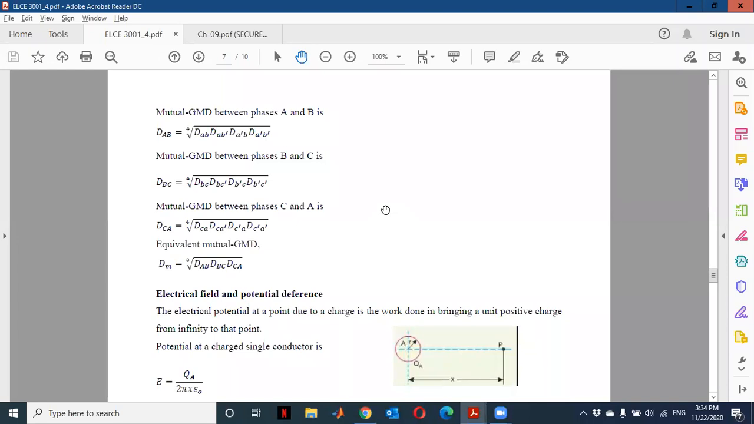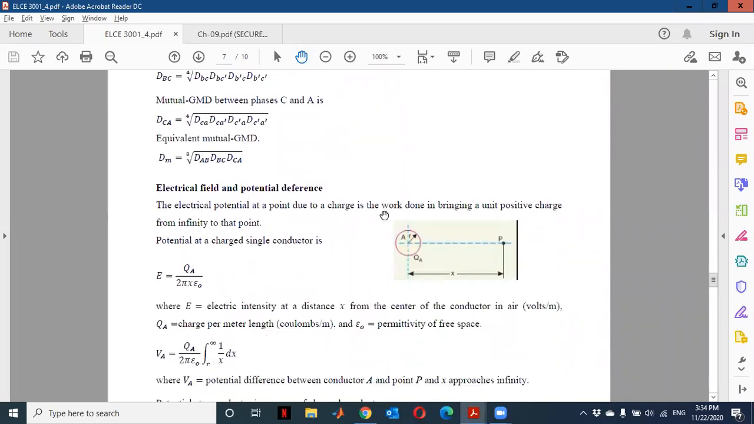Now we have taken the resistance and the inductance, and the final parameter is the capacitance.